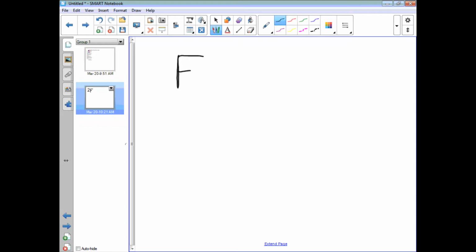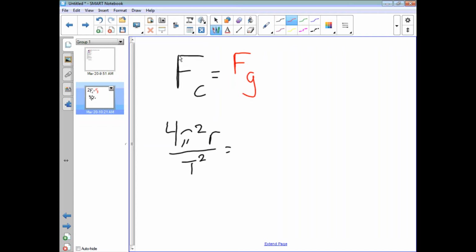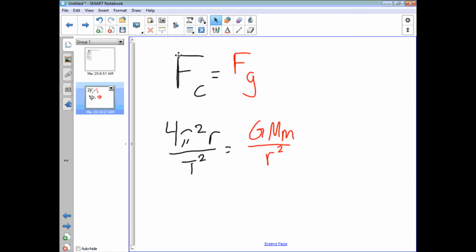If we use the centripetal force is equal to gravitational force. Centripetal force, the one that we're using this time, is 4 pi squared r divided by t squared, and that is equal to Newton's law of gravity, big G, big mass, little mass, divided by r squared. We can cancel out, oops, I actually forgot to put in the mass in the first place. We can cancel out those little masses, but that's about it.